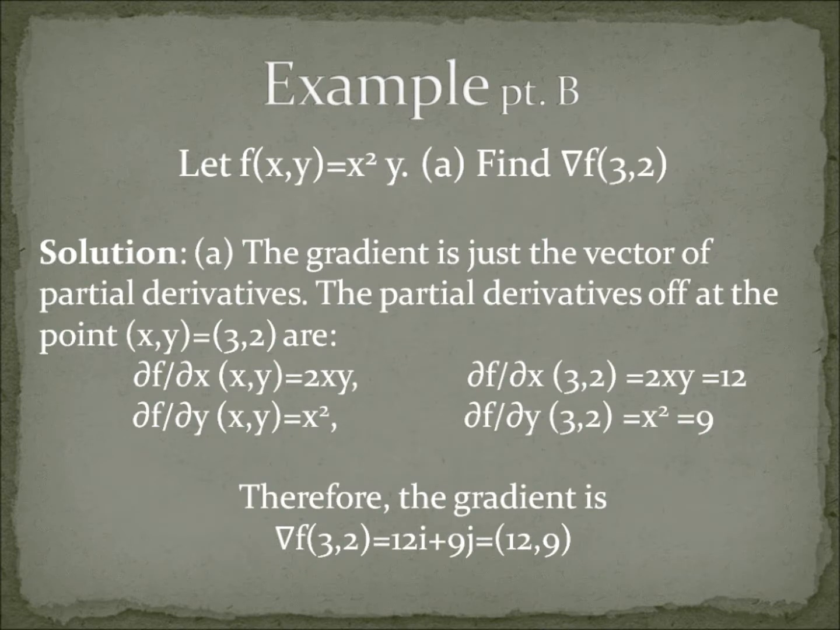For part B of this example, find the gradient of the function at the point (3, 2) for the same function x squared y. First, take the same partials, where the partial with respect to x equals 2xy and the partial with respect to y equals x squared. Then plug the point (3, 2) into the partials so that the x partial equals 12 and the y partial equals 9. Therefore, the gradient of the function at the point (3, 2) is equal to 12i plus 9j.